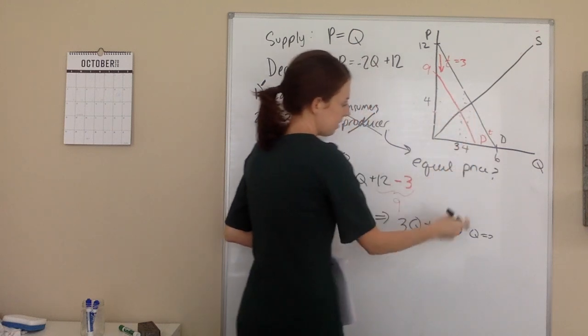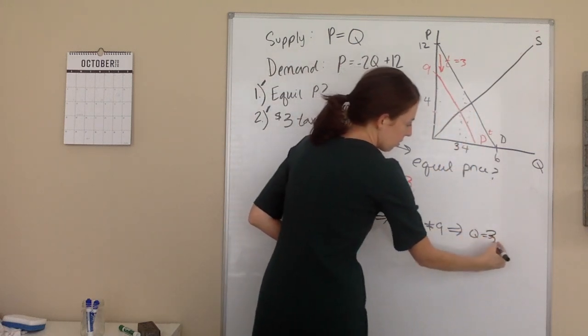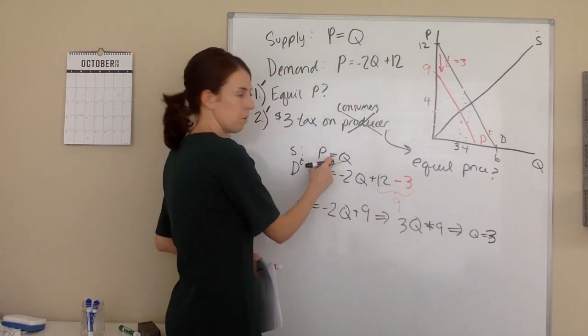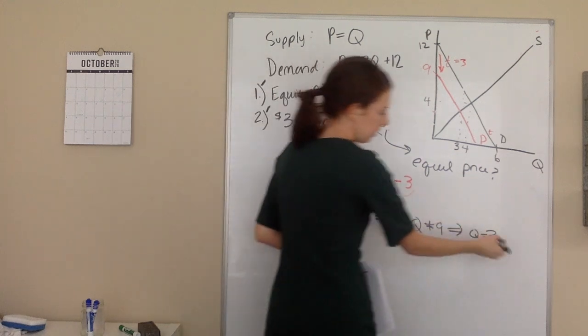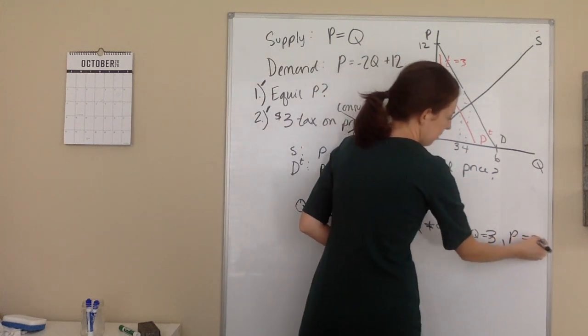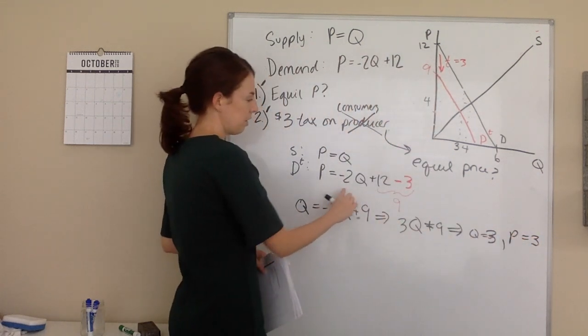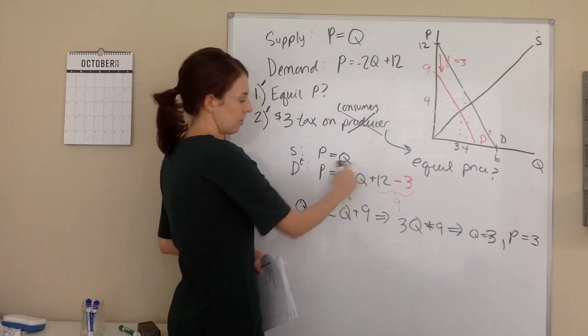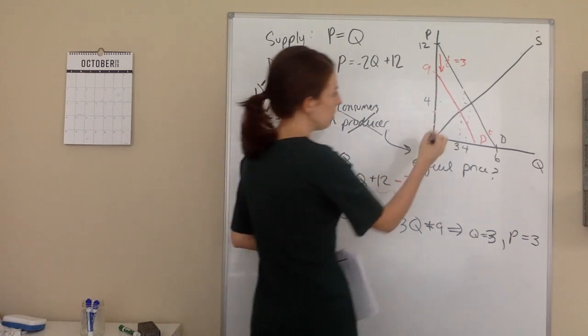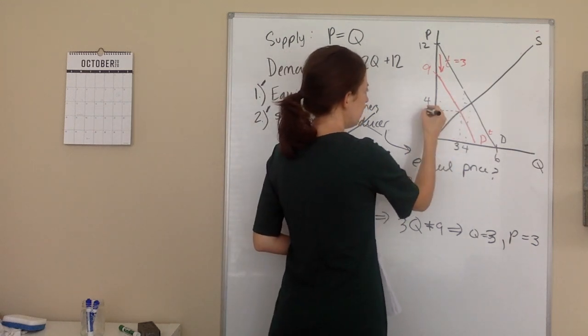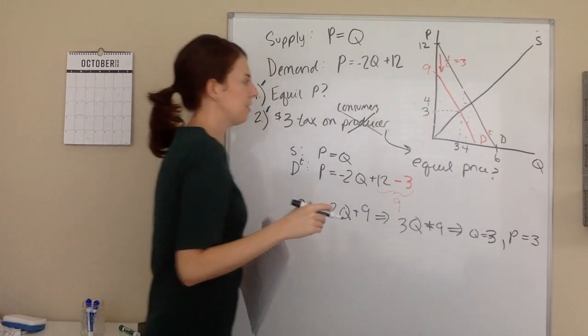So you got that. Then again, you can take this 3 and plug it into either one of these equations and it will give you the price. So if you plug a 3 in here, that tells you the price is 3. Alternatively, you could plug a 3 in here. This will give you negative 6 plus 9, which again is 3. So this is going to be the new equilibrium price under the tax.